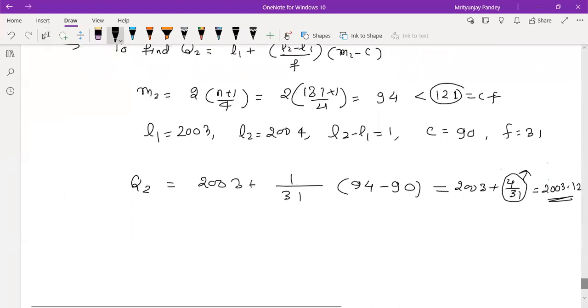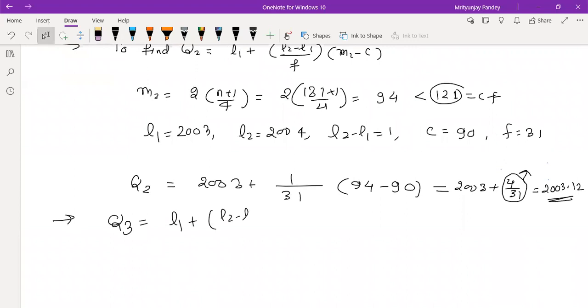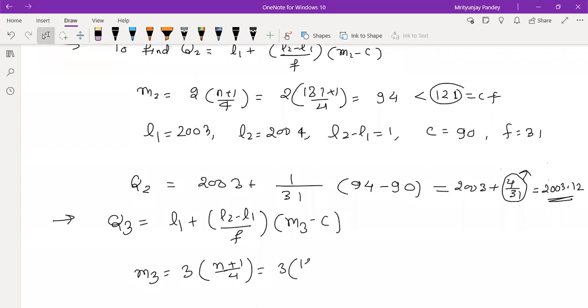Now the last one is to calculate the upper quartile, that is Q3. What is the formula of Q3? Once again L1 plus L2 minus L1 divided by F into M3 minus C. Now what is the value of M3? That is 3 times of n plus 1 by 4. So that is 3 times of 187 plus 1 divided by 4. Finally, yes, tell me.